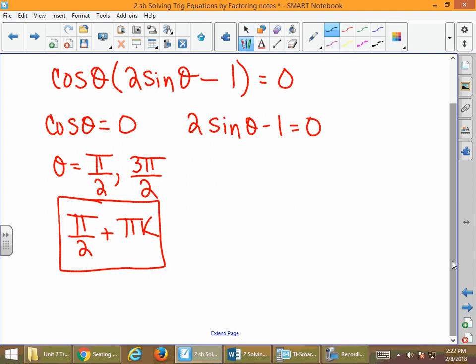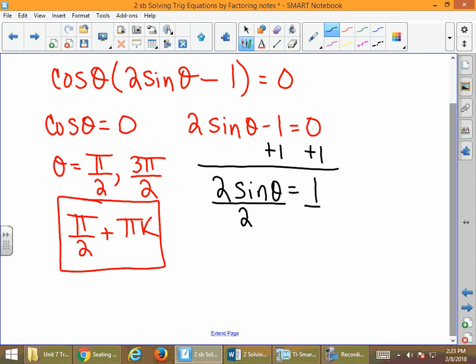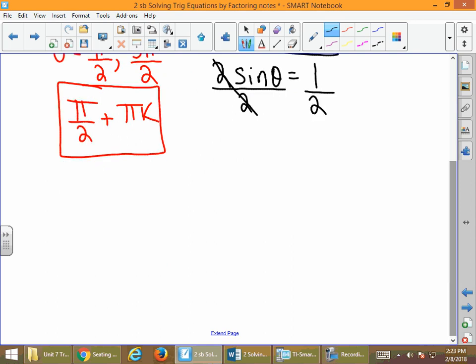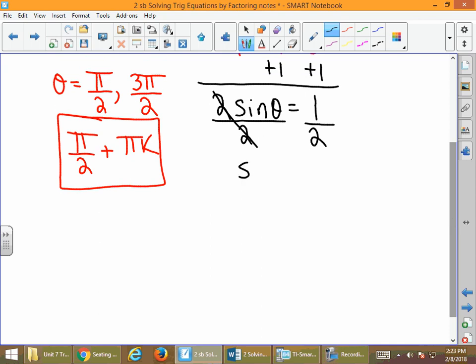But we have 2 factors to work with. We've got 2 sine theta minus 1 equals 0. We are going to add 1 to both sides, and we've got 2 sine of theta equals 1. It's 2 times sine of theta. The inverse operation is to divide by 2. We end up with sine of theta equals 1/2.